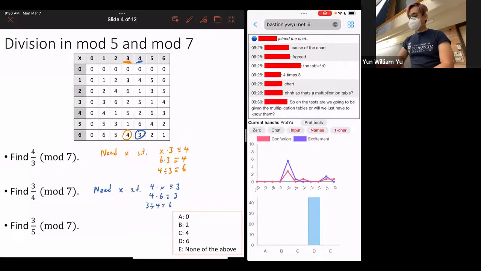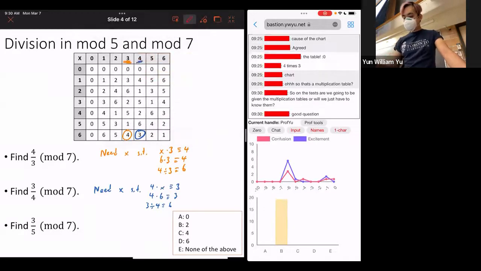Oh. And let's try one more in the divide by 7s. What's 3 divided by 5? Okay, it looks like you guys are starting to get the hang of this. So what do we need?